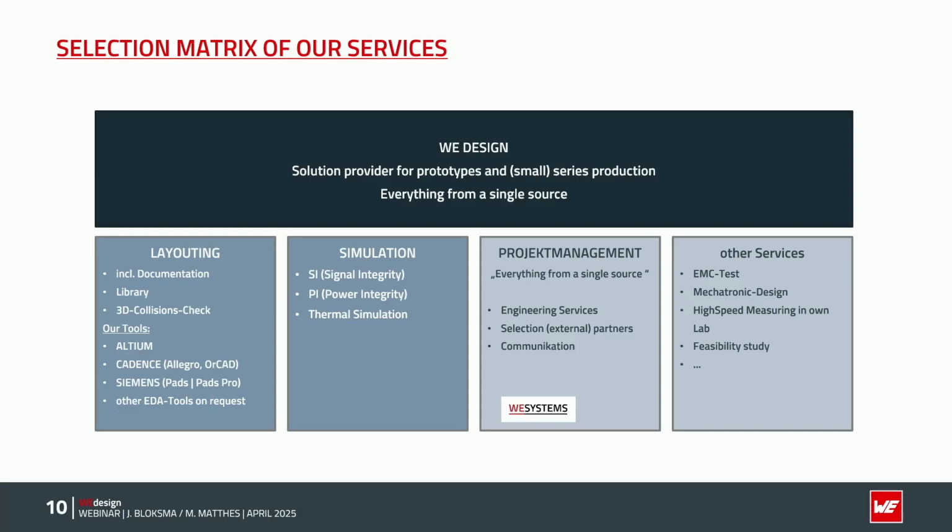So there is a selection matrix where you can see which services we offer to you. The main part is layouting and simulation, as I told you before, and the new part is project management. So you can get everything from a single source. We can also do engineering services, selection of external partners for population of the PCBs, and communication with the partners. From our sister companies, there are also possibilities to do EMC tests, mechanical design and construction, high-speed measurement in our lab, and also feasibility studies.